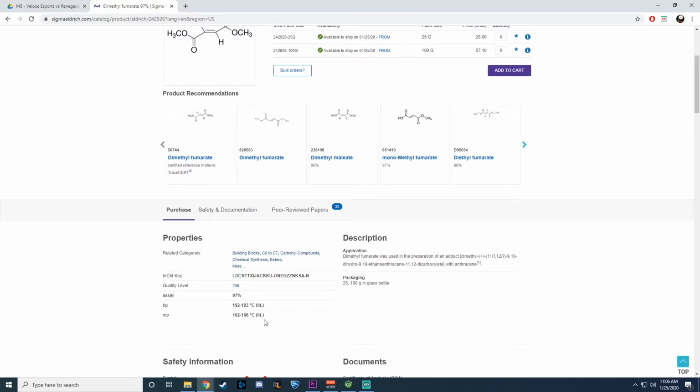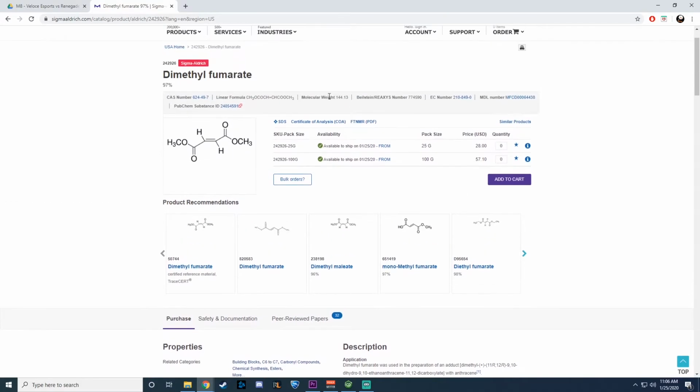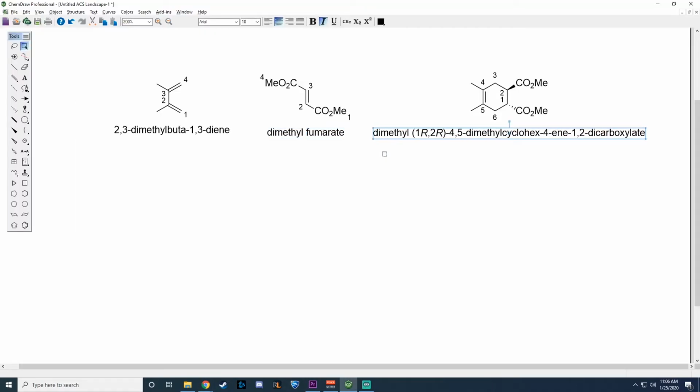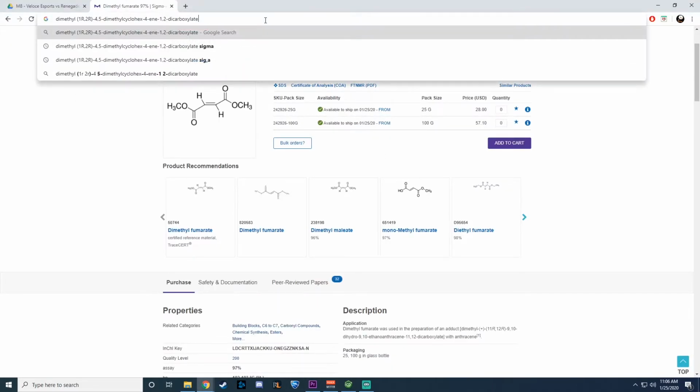And notably, there's no density, and this is because you usually don't need the density of a solid to measure it out. Usually, with a solid, you're just going to weigh it out by mass. You're never going to do anything with its volume. So the relevant physical property here is the fact that it melts at around 100 degrees Celsius, as well as its molecular weight. So there we go. Now we have the physical properties of two of the compounds that we're interested in. And let's go ahead and try to find this third one.